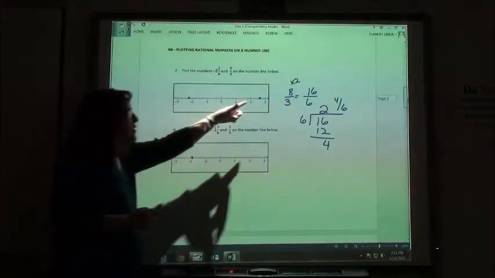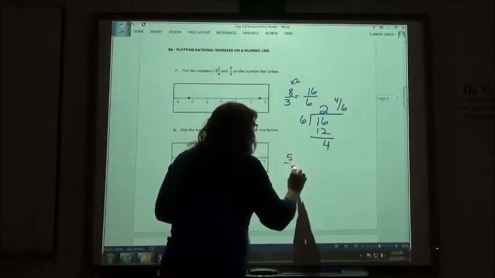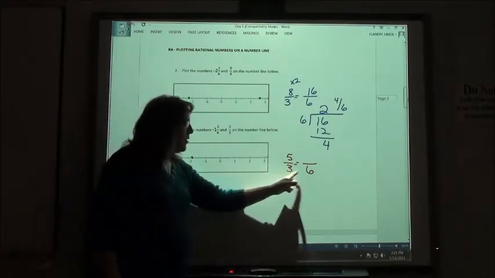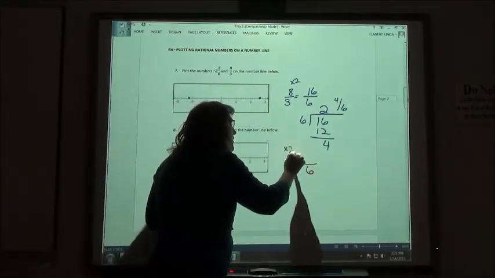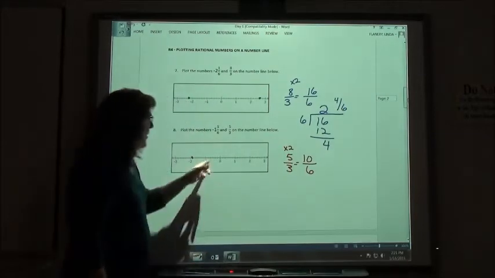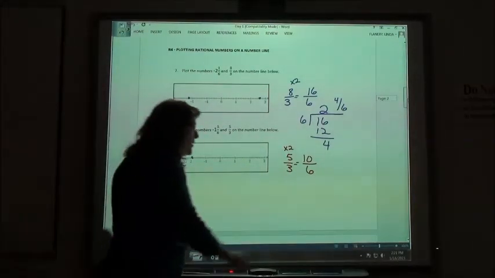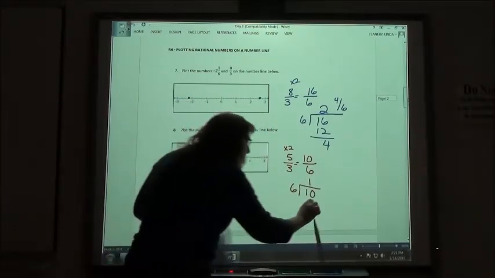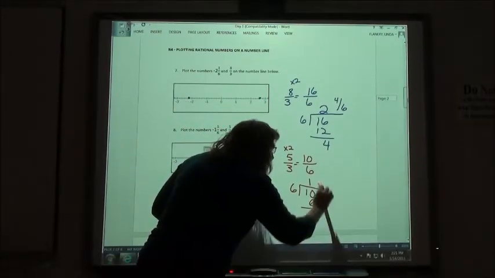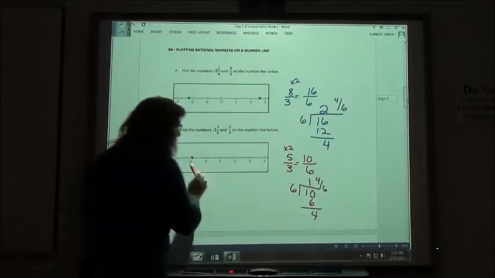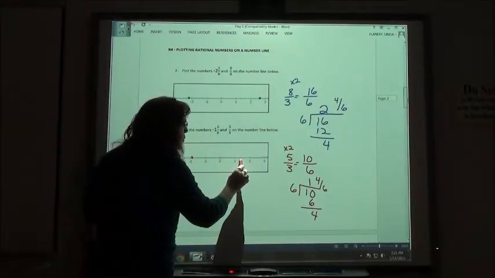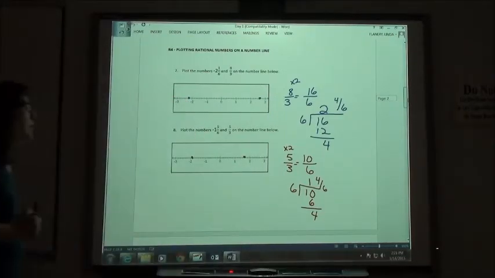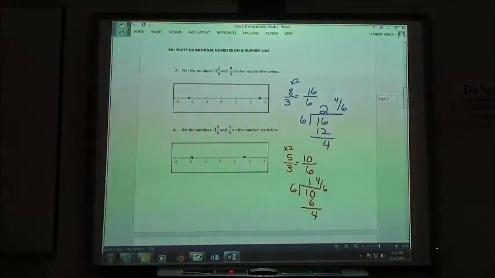5/3 again, I need to do what I did up here, create my equivalent fraction in terms of 6. 3 goes into 6 again 2 times. 2 times 5 is 10. Instead of counting 10 lines over, I'm just going to go ahead and divide 6 into 10. It goes in there one whole time, and when I subtract, my remainder is 4. So I jump to the 1 and then go 1/6, 2/6, 3/6, 4/6. And there's where my 1 and 4/6 is, or 5/3.